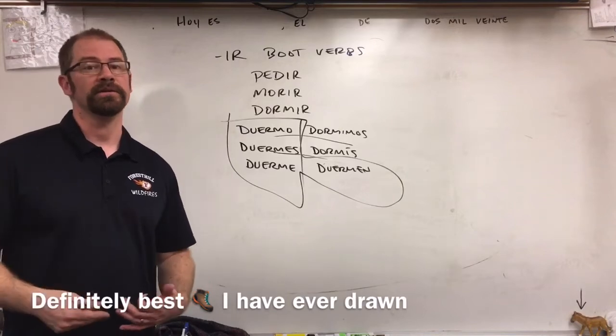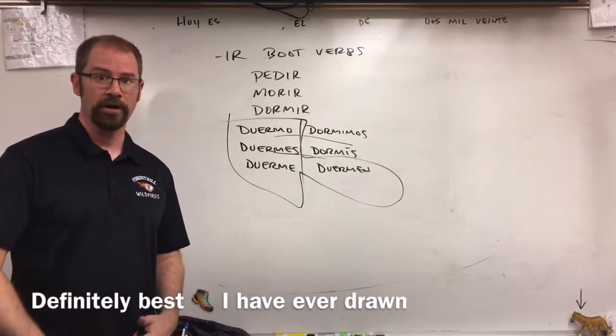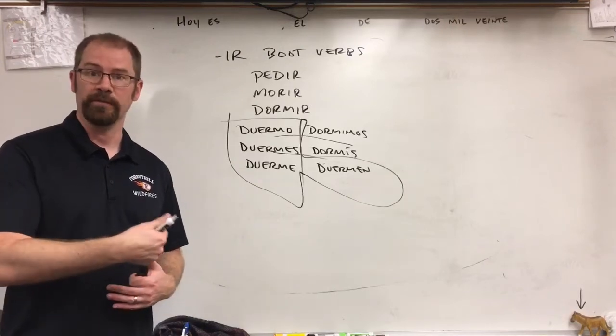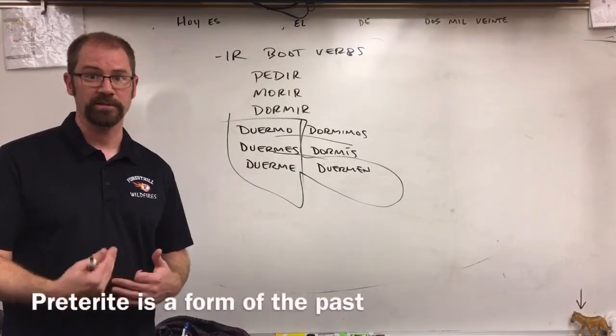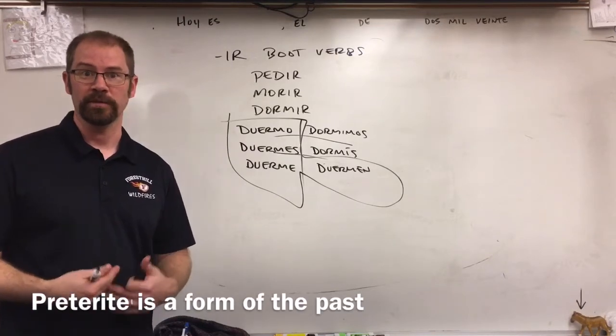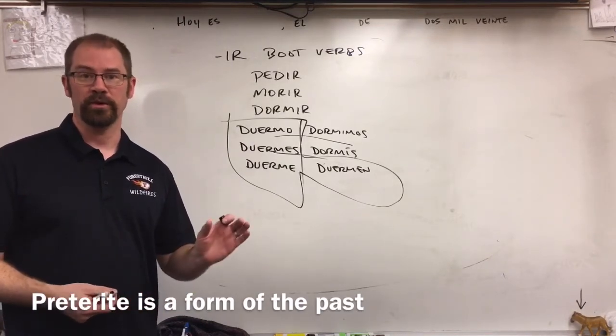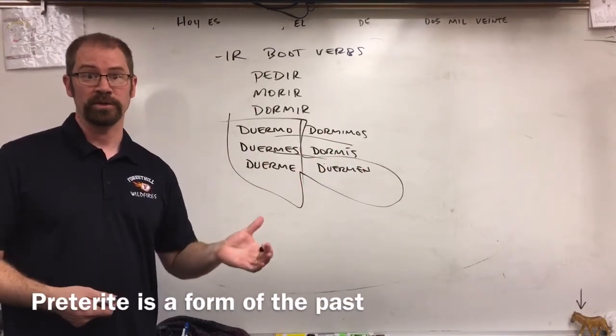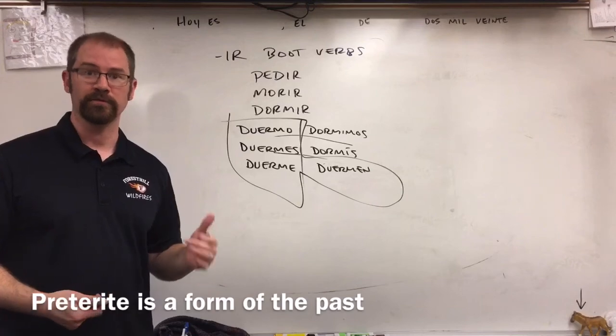The reason I'm showing you this is because verbs that are IR verbs and boot verbs also have a change in the preterite, and that change that takes place in the preterite will also take place in this progressive form. So what I'm going to show you now is what the preterite he-she form is of each of these verbs, and the change that takes place in that will also take place in this progressive form. So let's take a look at that.